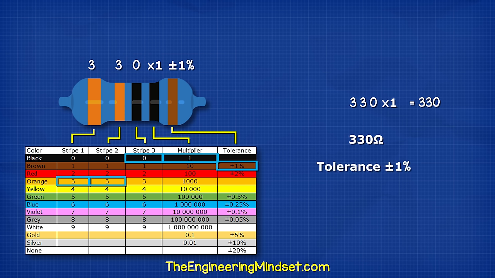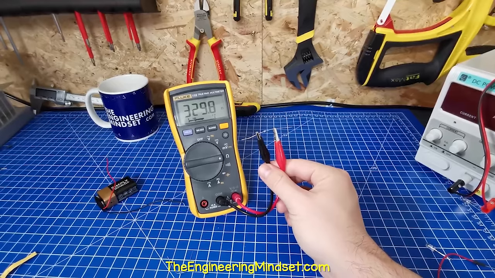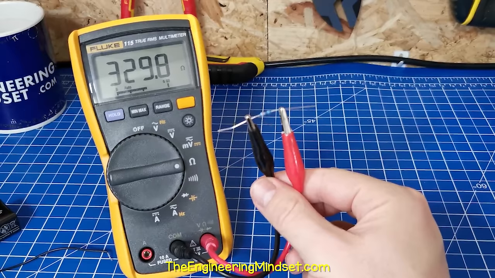The fifth stripe is the tolerance. This is brown, which means it's plus or minus 1%. So it could be between 327 and 333 ohms. When I measure this one, it's 329.9 ohms.